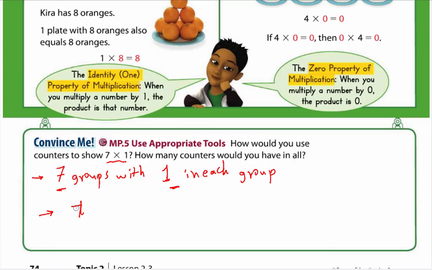Let's write this: 7 counters in all. Okay, guys, you finished writing, and thank you. Mute your mic again. Okay, guys, let's move to the next question.